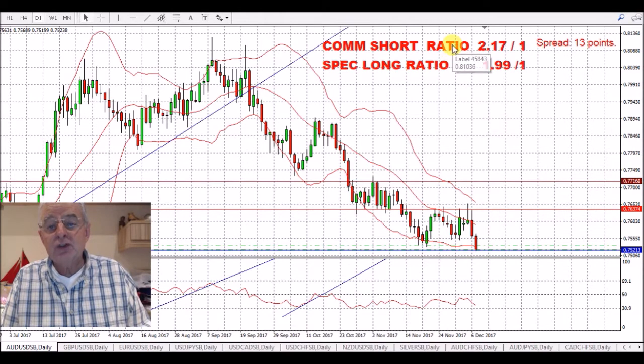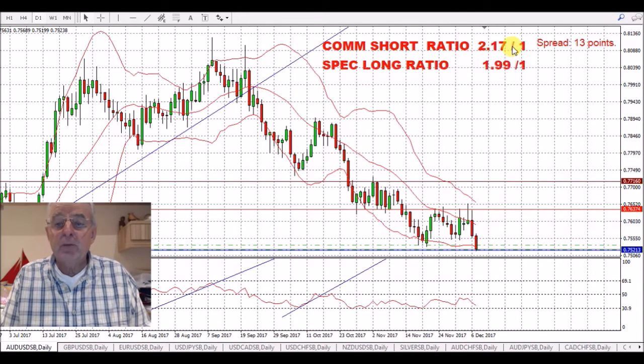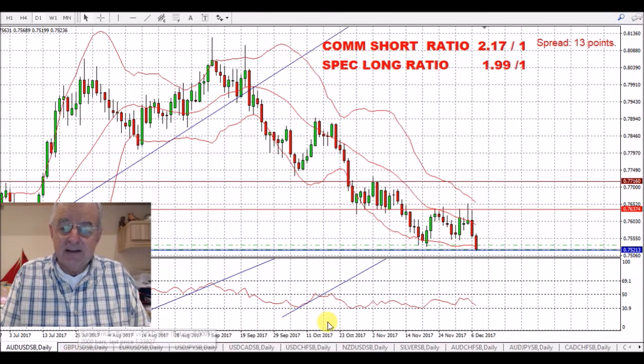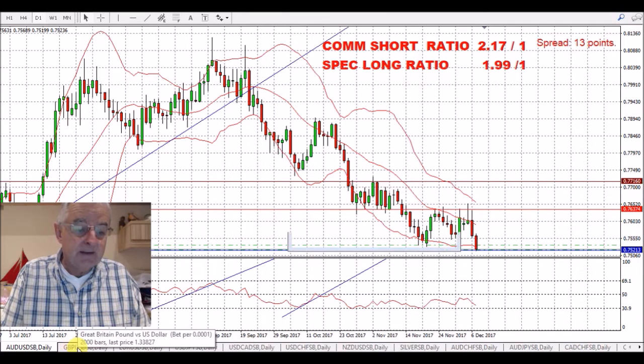We have a commercial short ratio of 2.17 to 1, but I think that's going to be increased with the commitment to traders tomorrow night. So we'll see where that goes, but I've got my money on it short.